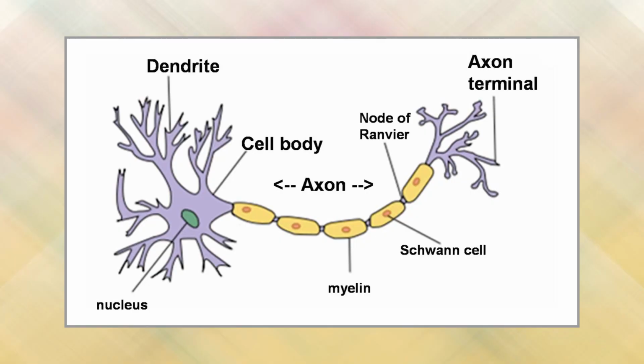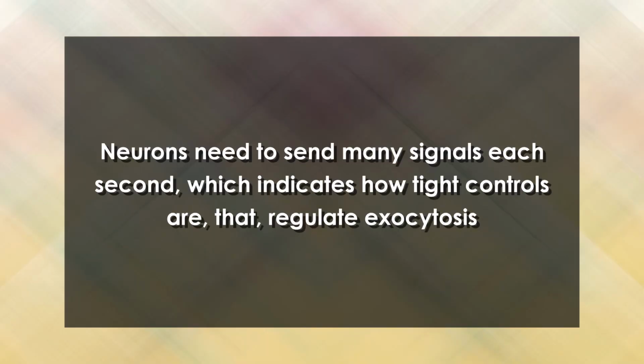For instance, a neuron relays an electrical pulse through the use of neurotransmitters. Components of the vesicle and extra neurotransmitter molecules are quickly taken up and recycled by the neuron to form new vesicles that are ready to send another pulse to an adjacent neuron. Neurons need to send many signals each second, which indicates how tight the controls are that regulate exocytosis.